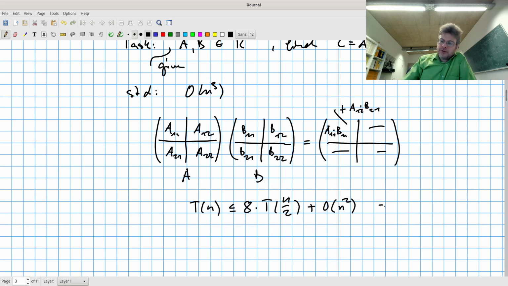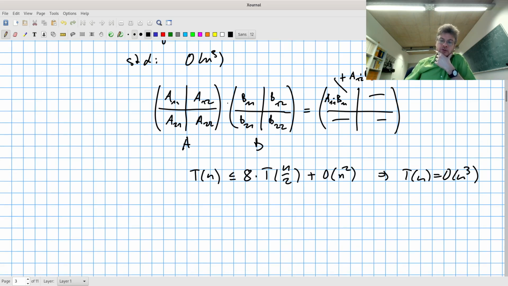From here it follows that T of n is O of n cubed, so there is nothing achieved, but that's not surprising because we didn't do anything. We just said split in the middle, and this has no effect on the computation compared to the standard algorithm. You're doing exactly the same, you're just doing it in a different order. That doesn't help. Of course, this doesn't help anything.